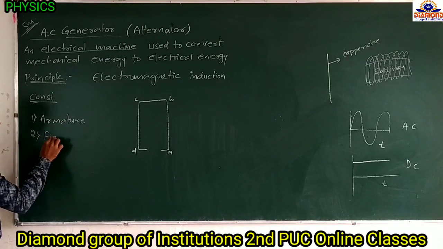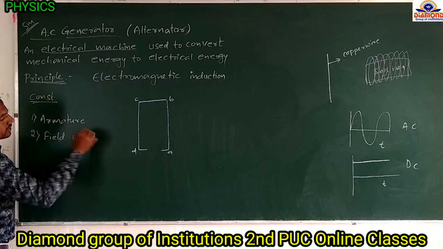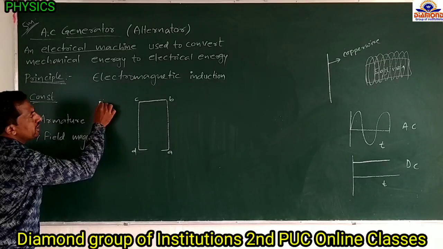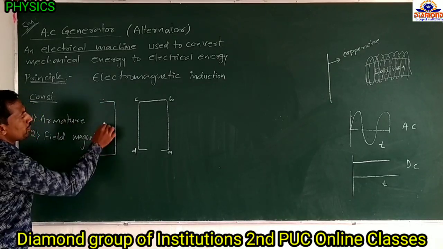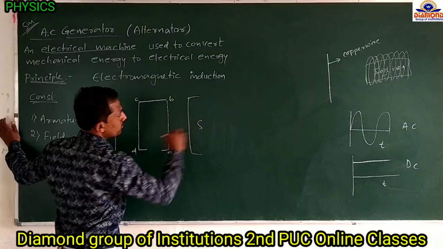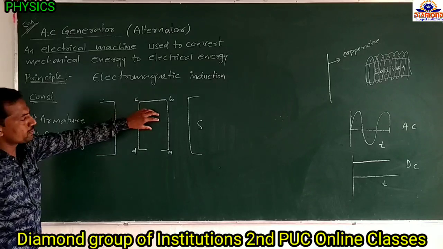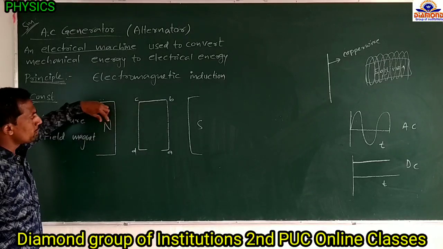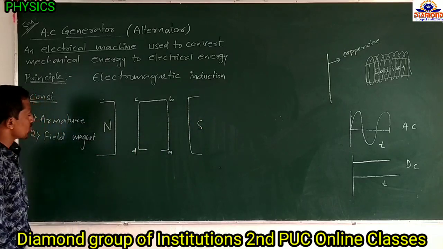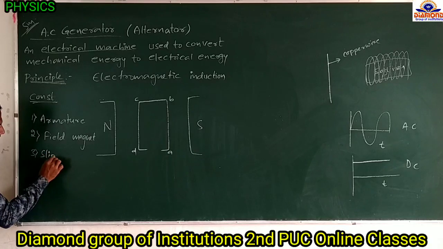field magnet. This coil is placed in between two poles, North Pole and South Pole. This coil is placed in between two poles of the magnet. Then the next one, third point, slip rings.